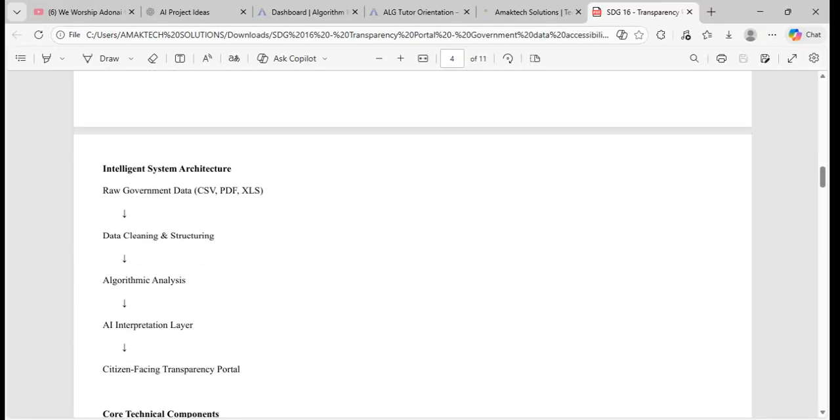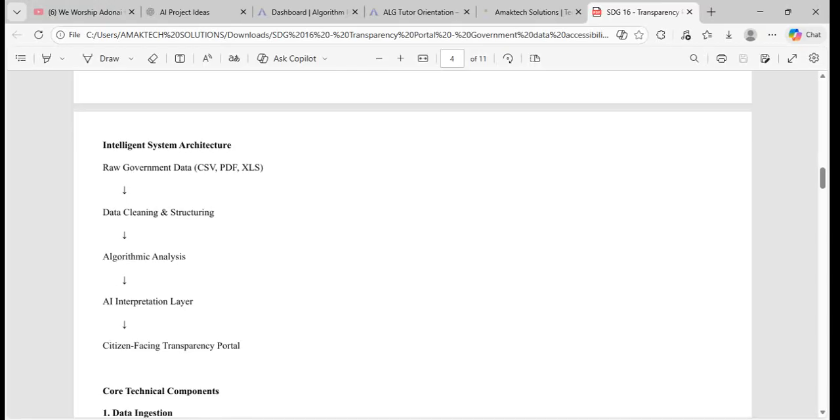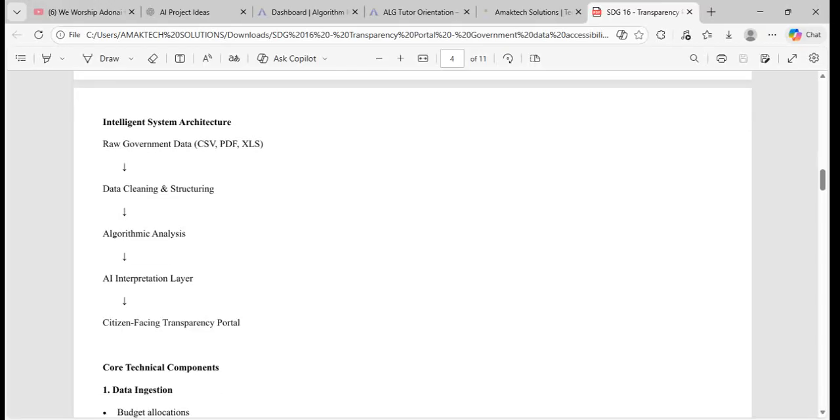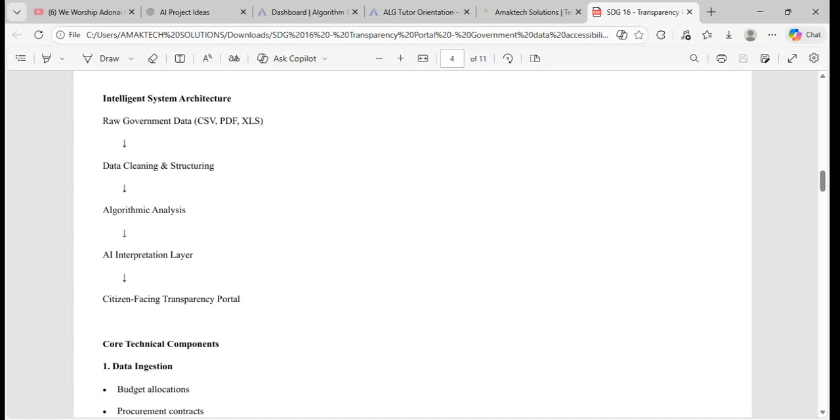This is the format or the architecture of our portal. How is it going to flow? We come from raw government data that has been provided to data cleaning and structuring. The raw data that has been collected on different sites and places is going to be cleaned and structured in such a way that it is understood.